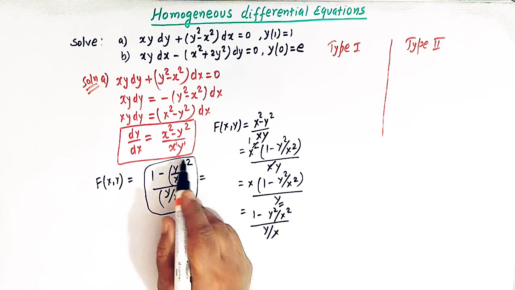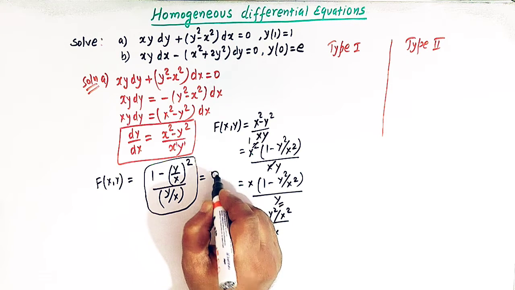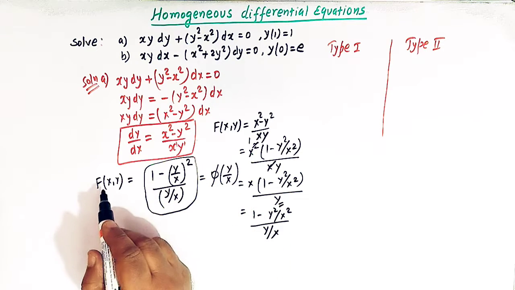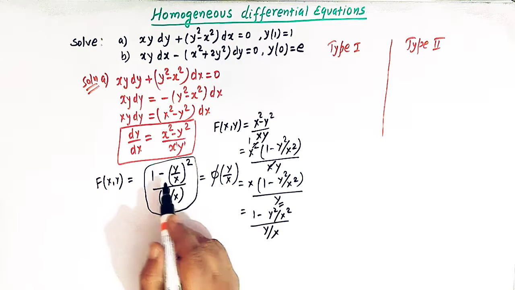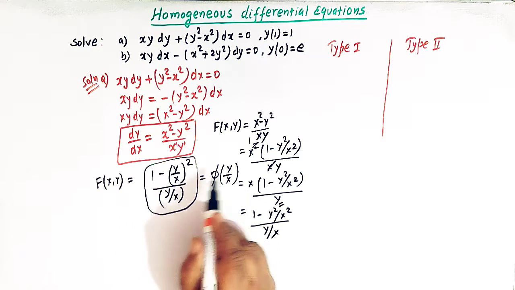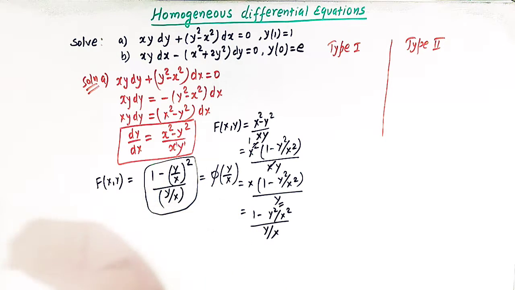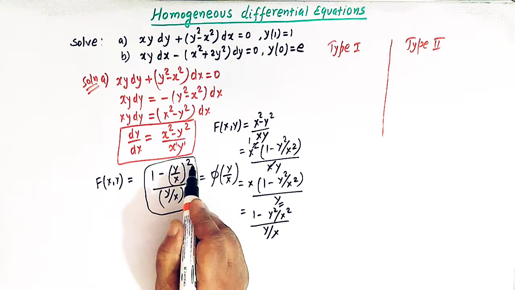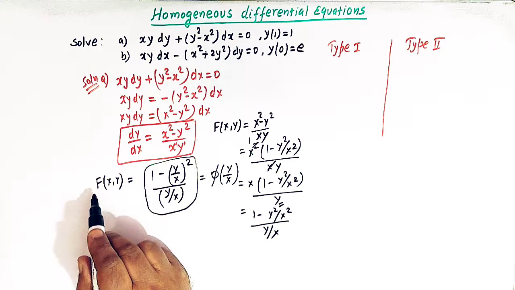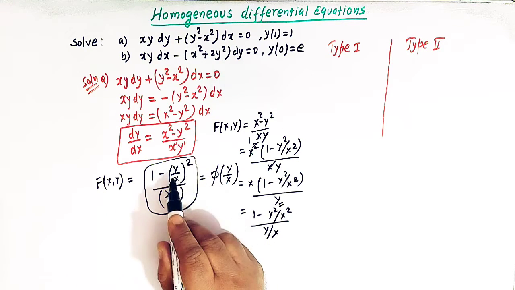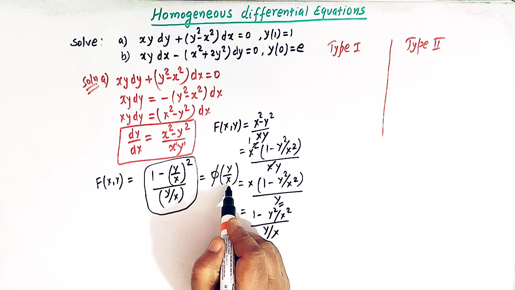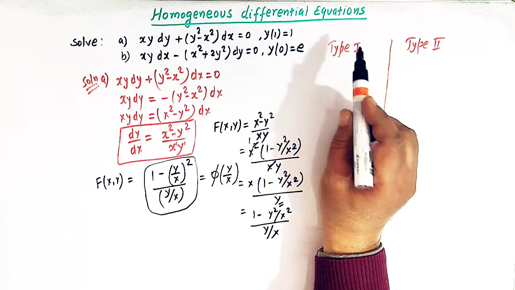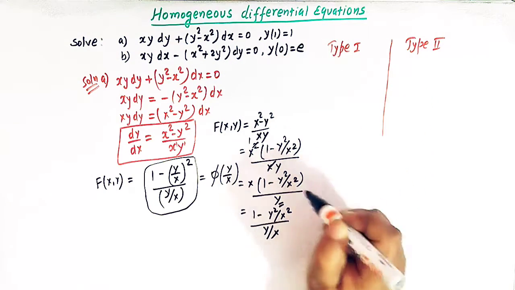So we can write this function as, say, phi of y over x. So this is a homogeneous function of degree 0, and this function is completely expressible in terms of y over x. So whenever we come across these types of functions where we have the function in the form of y over x, then we have the homogeneous differential equation of the first type, right?